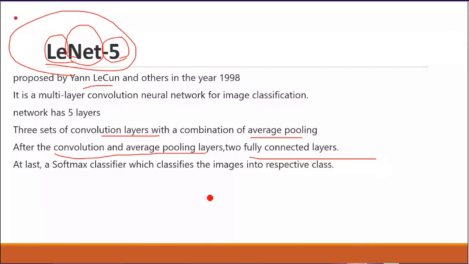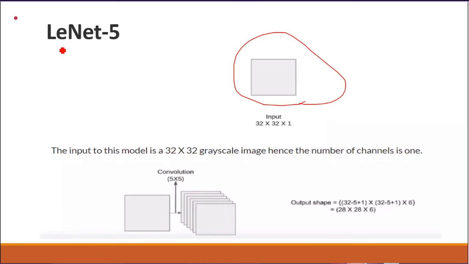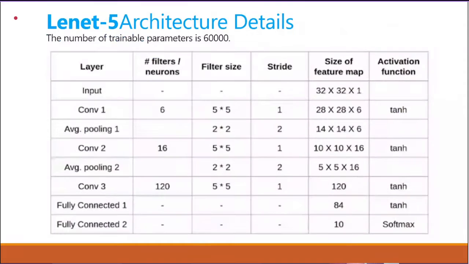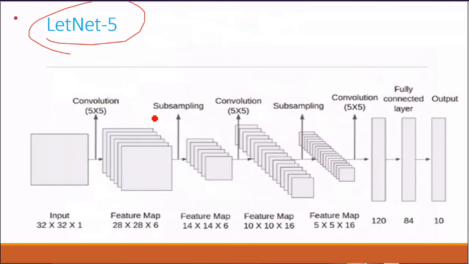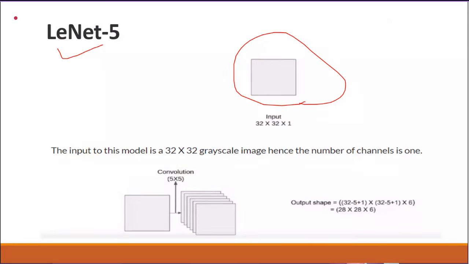So totally 5 layers are going to be formed, and a softmax classifier is going to be applied so that it can do multi-classification. Initially I'm taking an image of how the architecture will be considered. This is the final architecture of LeNet. How it comes about, we'll see step by step.